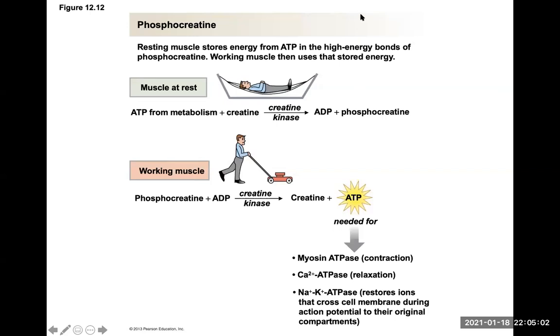Phosphocreatine, right? So here's the resting muscle: it stores energy for ATP in the high energy bonds of phosphocreatine. Working muscles then use that stored energy. So ATP comes from metabolism plus creatine. You're going to use an enzyme called creatine kinase and then make phosphocreatine in the body. In working muscle, though, phosphocreatine plus ADP, with creatine kinase, you're going to now break it down to creatine plus the ATP. Then you're going to use that ATP for all the contractions that you're doing.